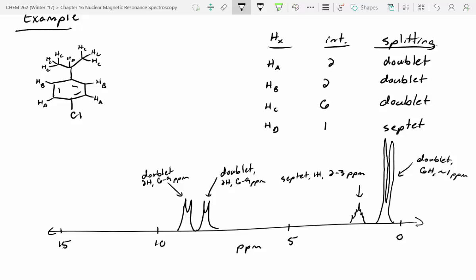This is really similar to what I want you guys to do on the pod, right? So the first thing you need to do on your pod is determine the number of unique proton sets that you have, the relative integral size, and then the splitting pattern for each unique set. And then on the bottom it said to actually draw out the predicted NMR spectrum, really similarly to what we've done here. So for the last couple minutes, I'll give you guys time to work on that pod. And if you guys have any questions, I'll be floating around the room.